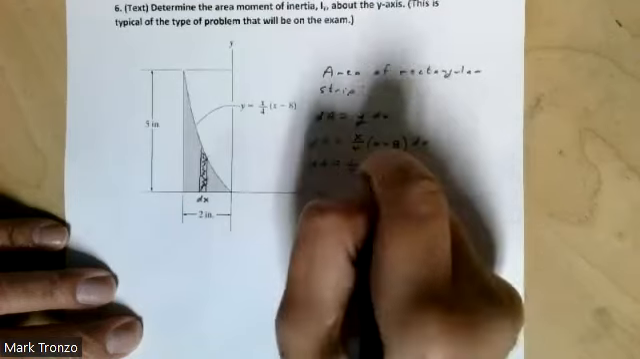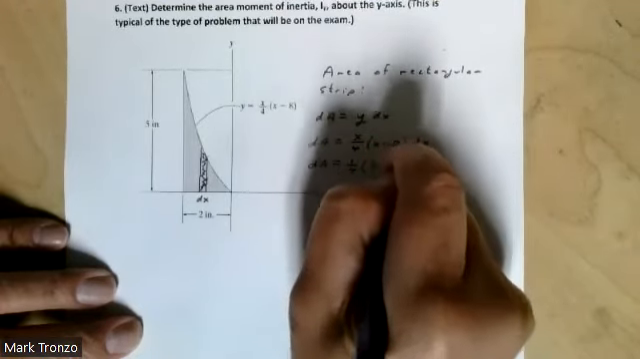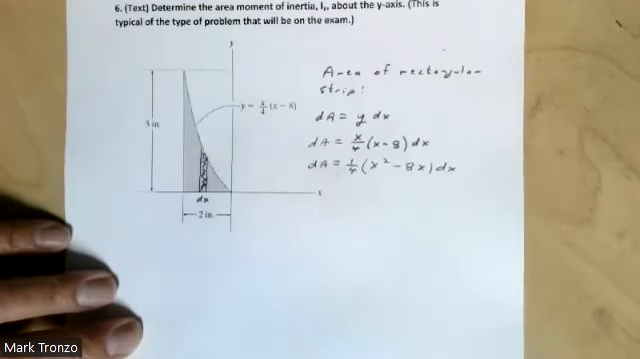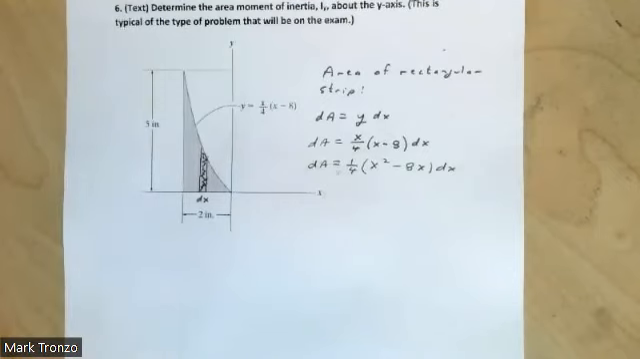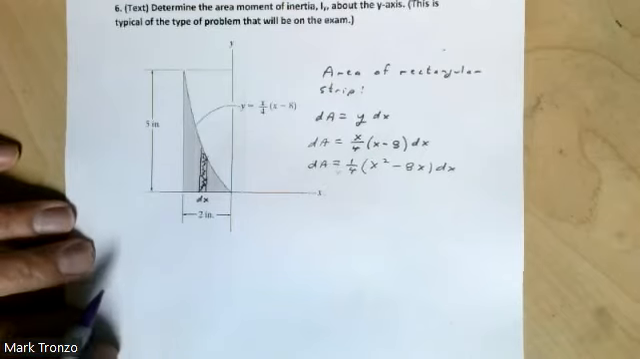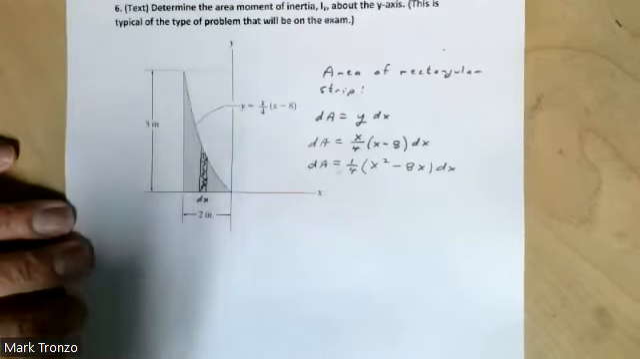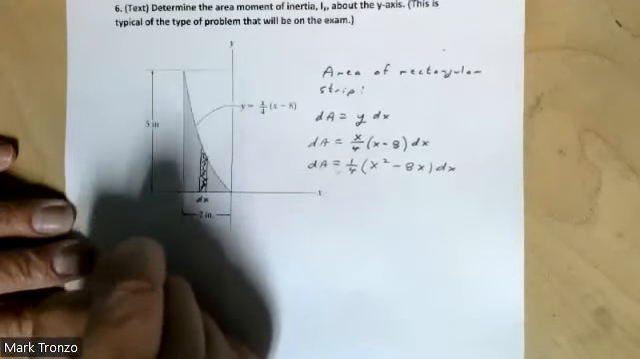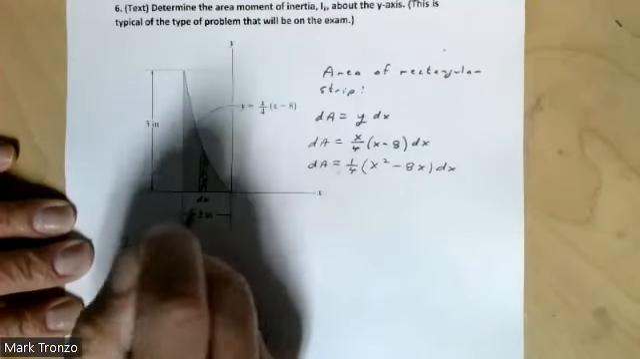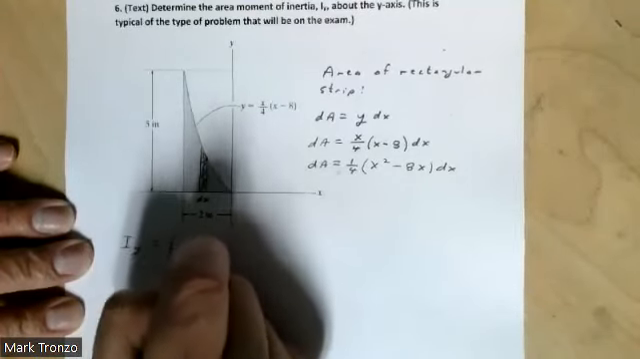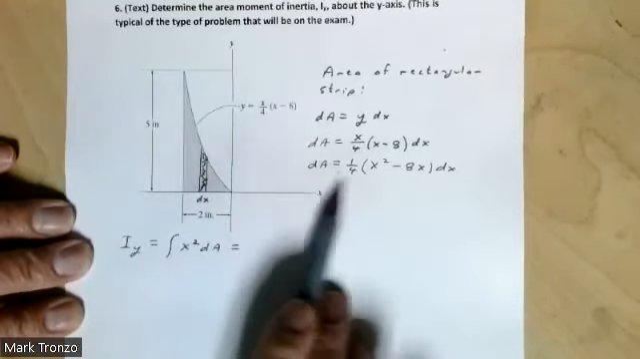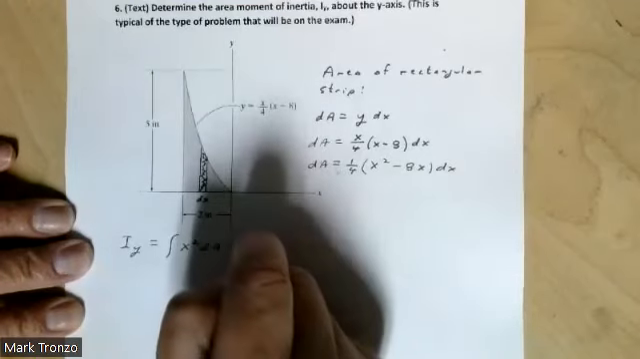And then I'm going to multiply this through. That's going to be x squared minus 8x dx. And now we can use our formula. So if we want Iy, remember, you use the equation x squared dA. So we'll take x squared times this thing up here, and I'm going to factor out the constant again.